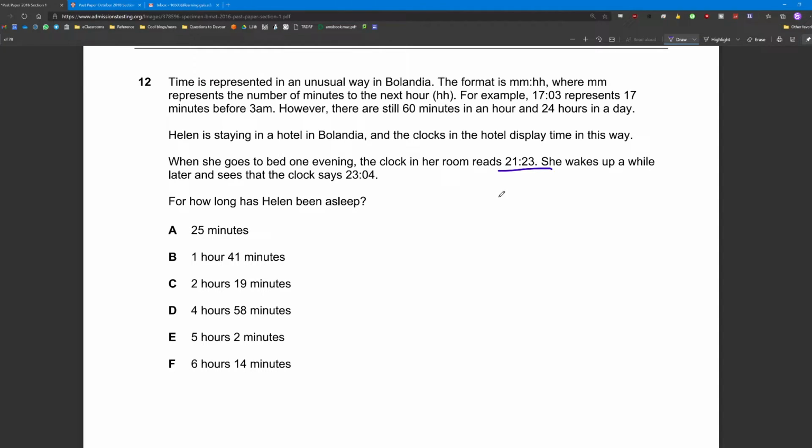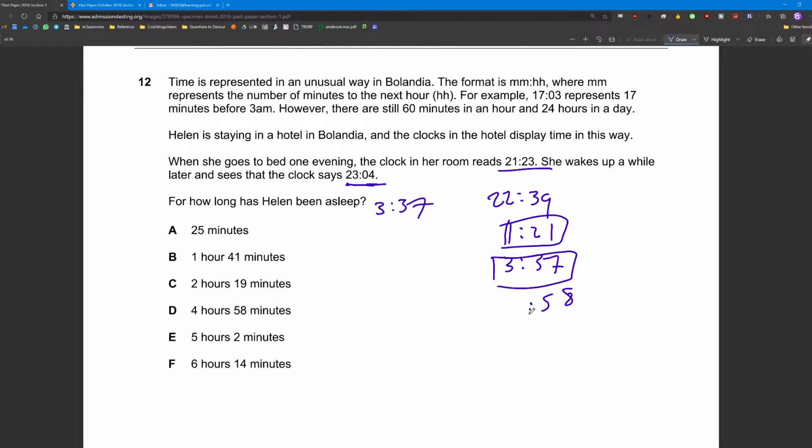So 21 minutes to 23:00 is 22:39. And 23 minutes to 4 a.m. is 3:37. Wow, she didn't get much sleep at all. So if this is 1 hour and 21 minutes of sleep to midnight, followed by 3 hours and 37 minutes of sleep, it adds up to get 4 hours and 58 minutes of sleep.